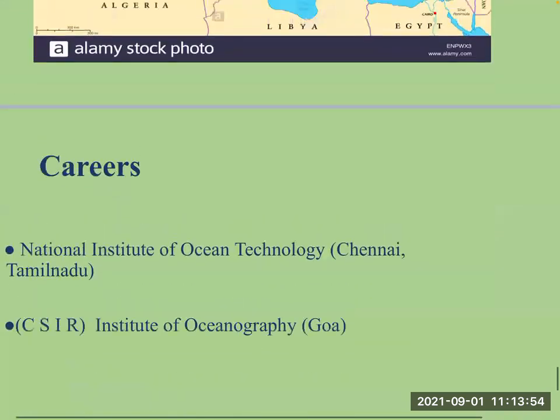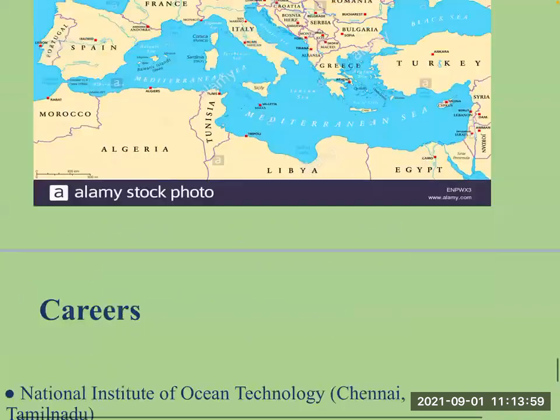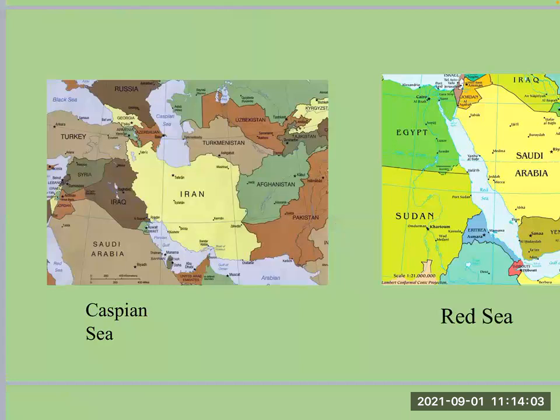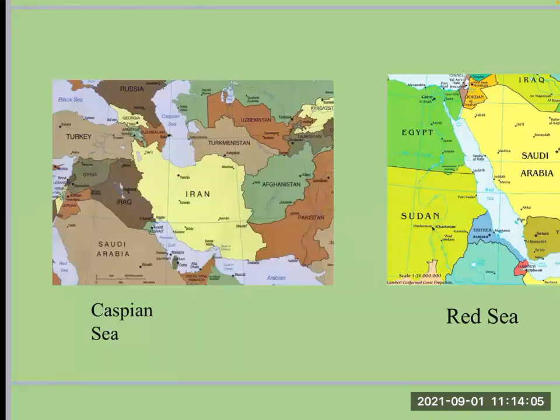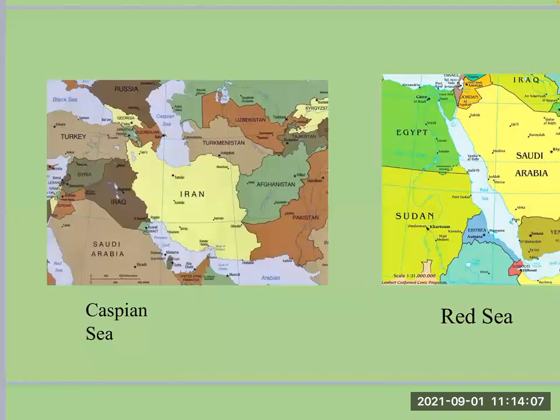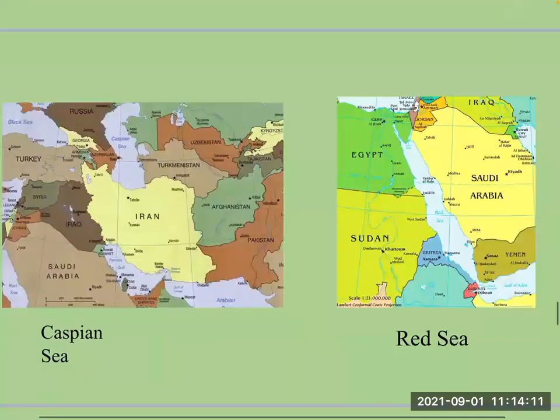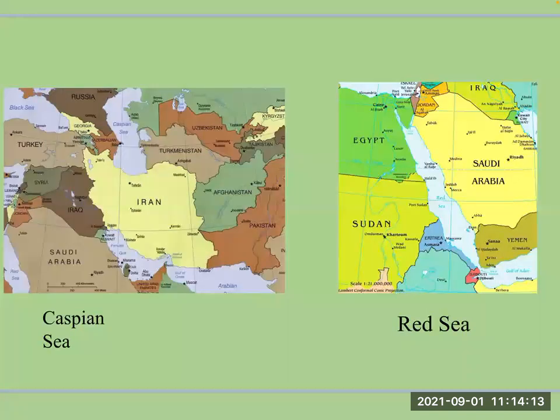Black Sea is very close to the Mediterranean Sea. Even the Red Sea is close to the Mediterranean Sea. The Caspian Sea is also very close to the Mediterranean Sea. These are all called landlocked seas. Now we are going to the topic of salinity.